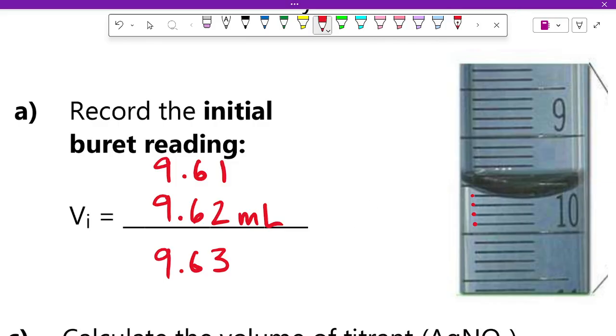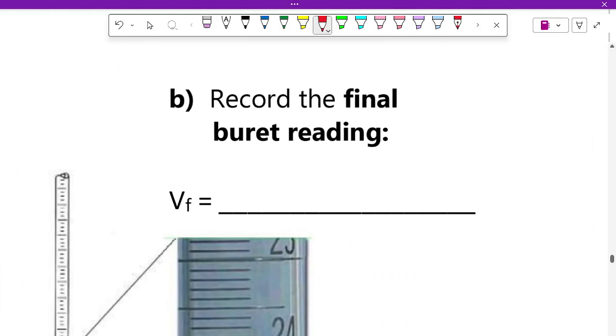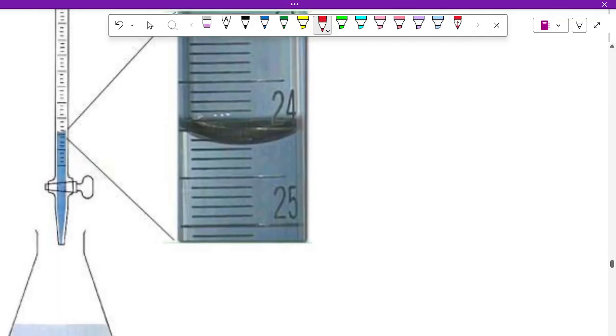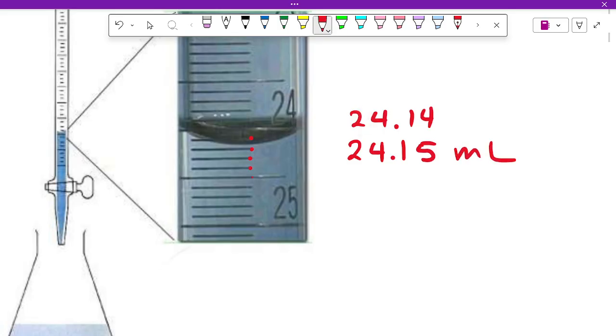On our next measurement over here, this is 24.5, 24.4, 24.3, 24.2, 24.1. So we're at 24.1. And then that looks about halfway to me, right? 0.5, you could say 24.14. Anything in that neighborhood would be good. Okay, and don't forget your milliliters.